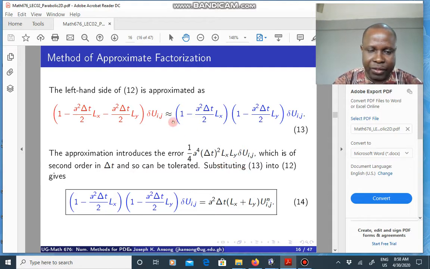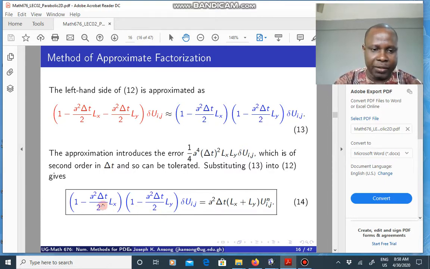Okay, so it's an approximation because you are leaving out this term, but this term is second order in t. All right, which means that we can tolerate it. The error will not be too huge. Okay, so we can leave out this term and assume that this expression on the left hand side of the previous equation is just equal to the product of these two terms. And so now, instead of the left hand side, we're going to take this right hand side, stick it to the left hand side of the previous equation, and then boom, we have equation 14.